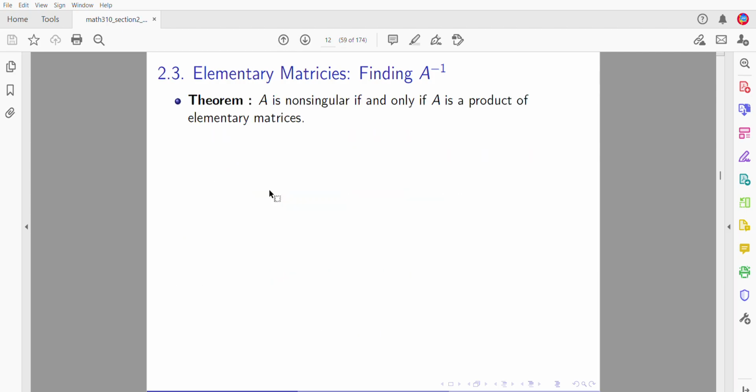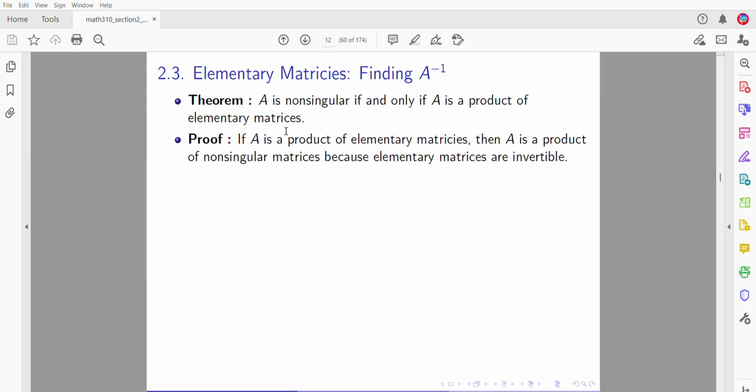Okay. Which brings us to an important theorem. A is non-singular if and only if, so this is a two-way condition, A is a product of elementary matrices. Okay, from what we have seen so far, this should follow straightforwardly. One direction. Suppose A is a product of elementary matrices. So we are assuming the latter statement. We want to show that A is non-singular.